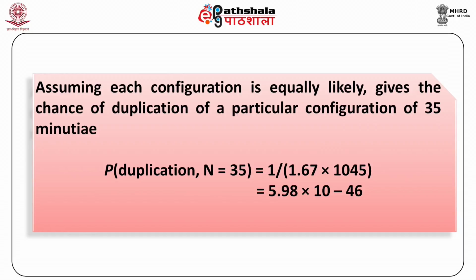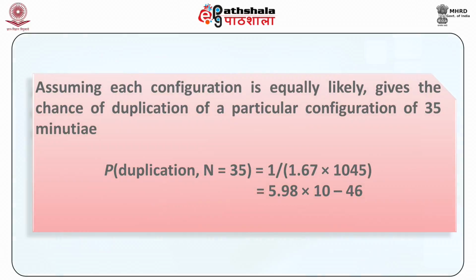Assuming each configuration is equally likely gives the chance of duplication of a particular configuration of 35 minutiae. P(duplication, n = 35) = 1/(1.67 × 10^45) = 5.98 × 10^-46.